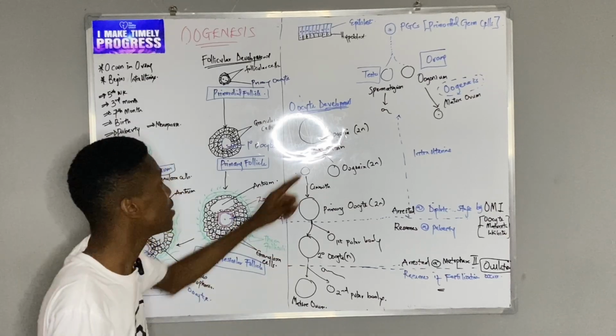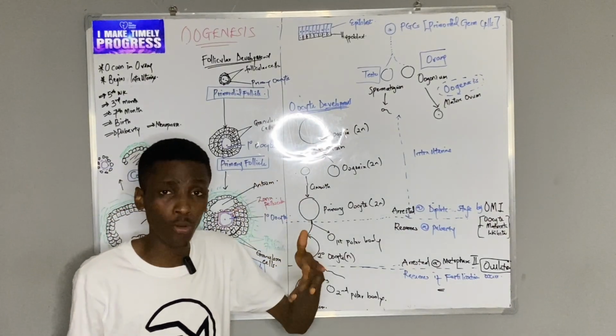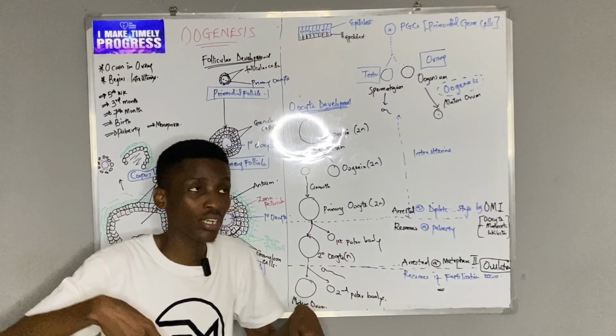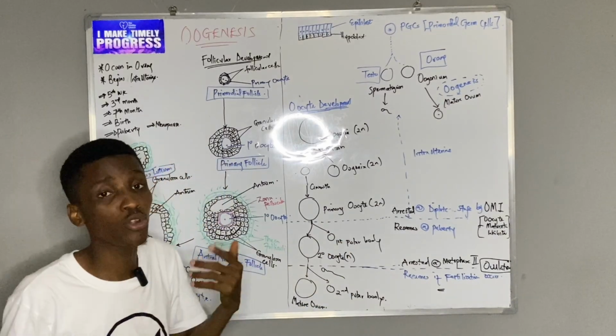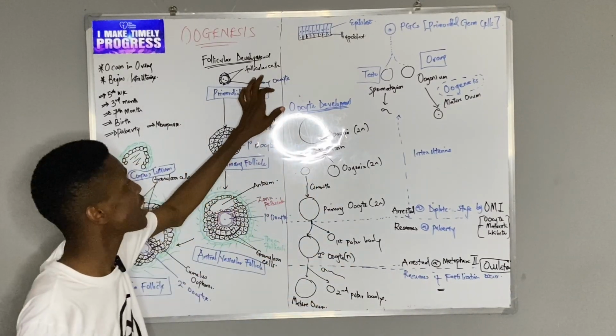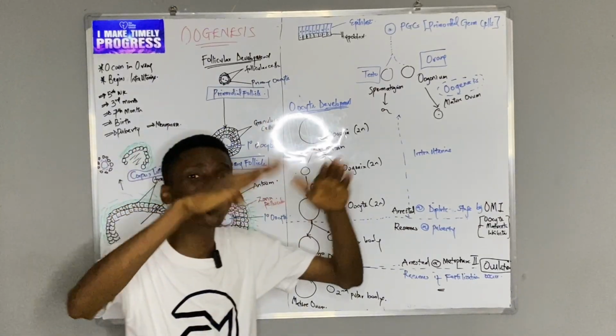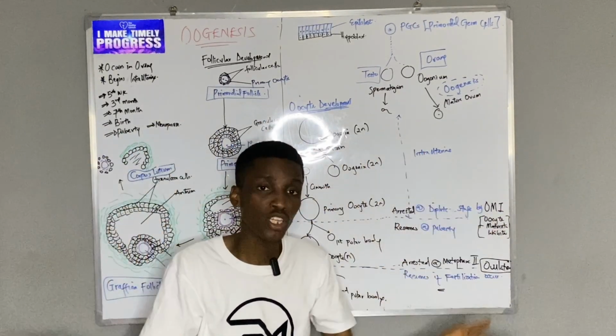But at the same time, these eggs don't develop alone. They need the support of the cells around them, and those cells are called follicular cells. These follicular cells are derived from the surface of the ovary.